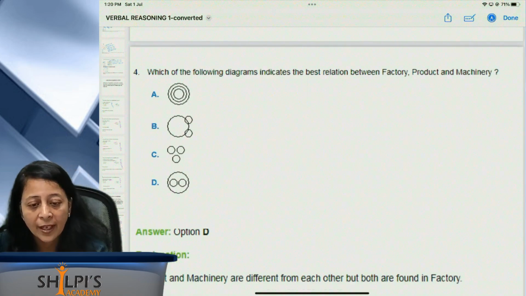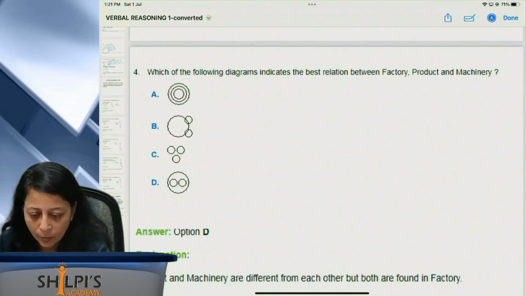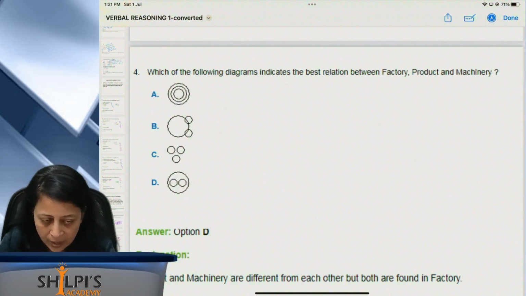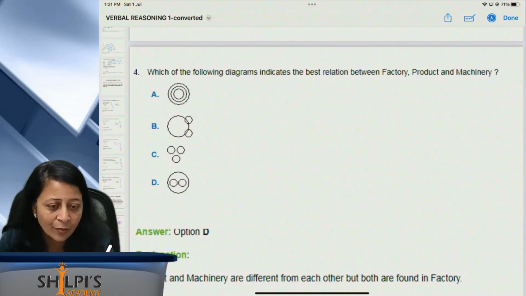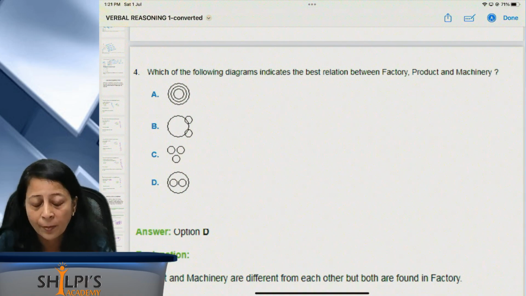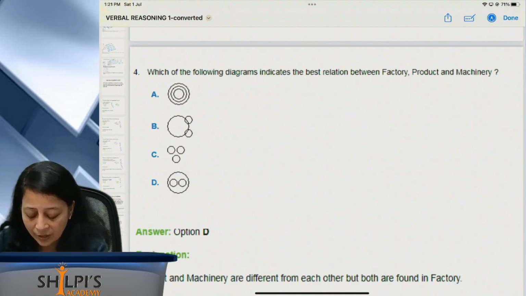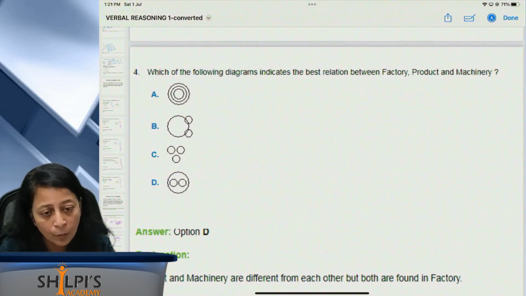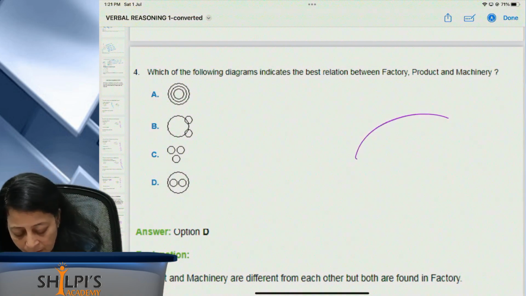Which of the following diagrams indicates the best relationship between factory, product and machinery? Okay, factory, product and machinery. So everything is bound in a factory. You get a product, you manufacture a product through machinery. So all this is bound within a factory. A factory has got both the product as well as your machinery. So this is a factory premises.